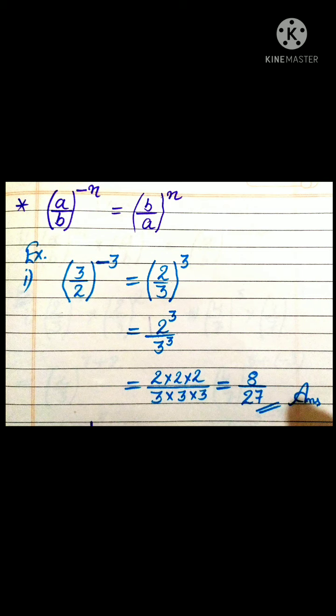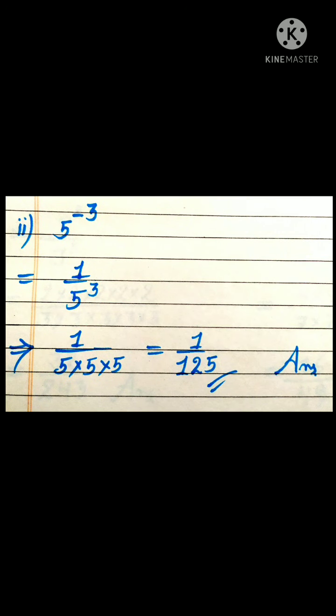So what we will do, first we will find the reciprocal of 3 upon 2, which will be 2 upon 3, and the power will become positive. That means it will be 2 upon 3 to the whole power 3, which can be written as 2 to the power 3 and 3 to the power 3. After expanding, you will get 2 into 2 into 2 in the numerator, and in the denominator you will get 3 into 3 into 3. When you multiply this, you will get 8 upon 27.